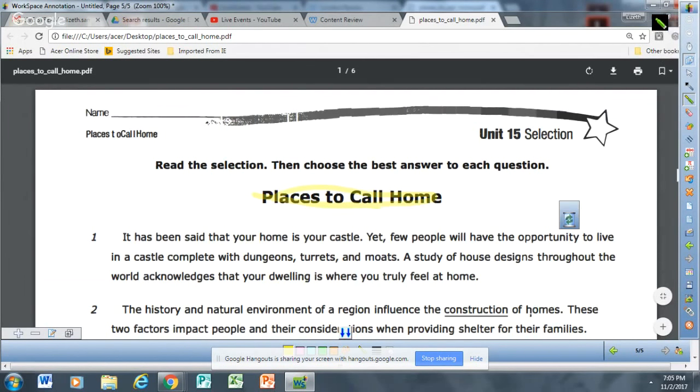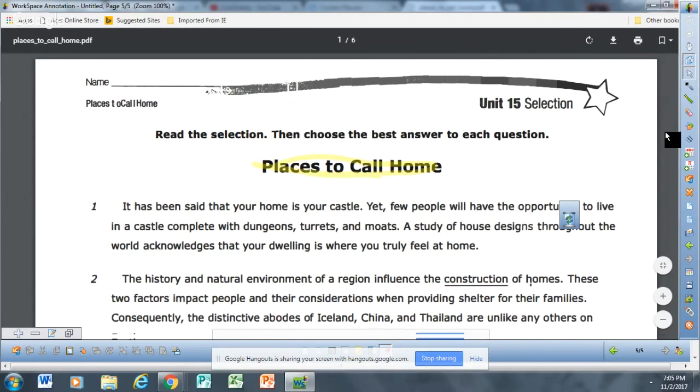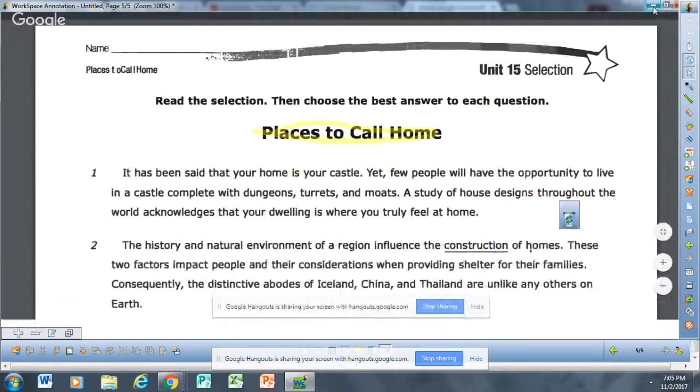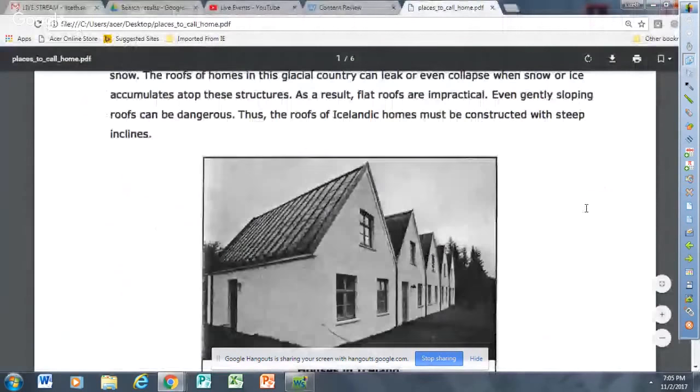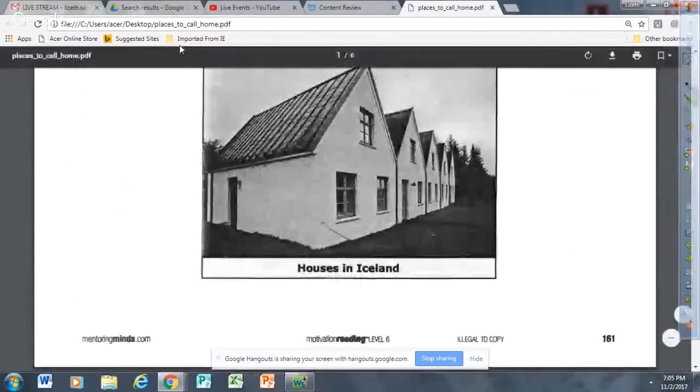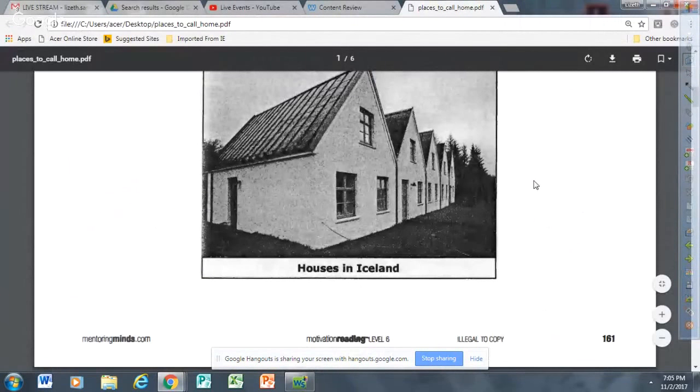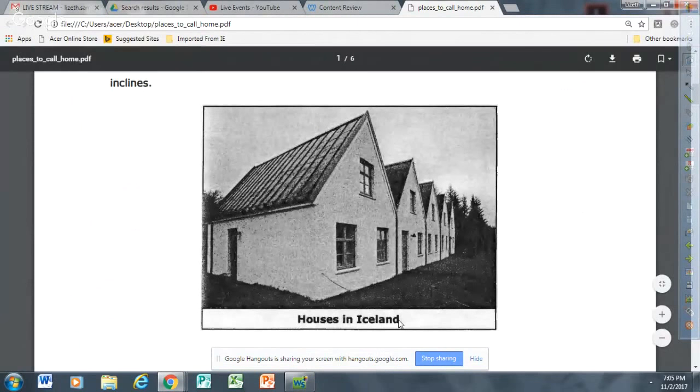We've also got a photograph. In this photograph, we just see a title down here, Houses in Ireland, and we see some actual houses. They're very close together. I noticed that. They've got steep roofs. But we're noticing, okay, places to call home. We have houses, and then we see this caption or title underneath the photo that says Houses in Ireland.